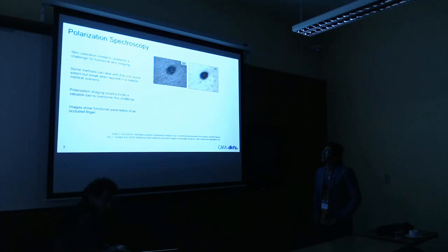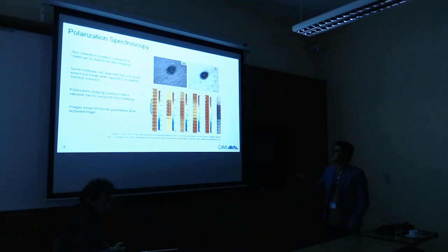The next one is called polarization spectroscopy. Basically, I launch polarized light into the tissue, for example skin, and then I filter the different polarizations that the light reflects. With this, you can get rid of melanin in the skin, and then you get mostly signal just from the chromophores inside the tissue, for example hemoglobin and deoxyhemoglobin.